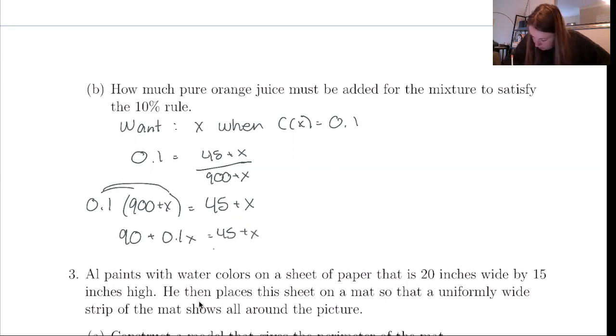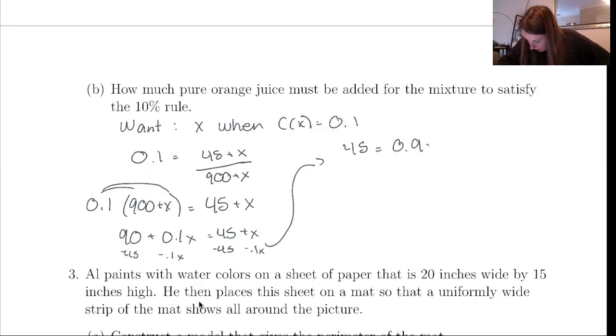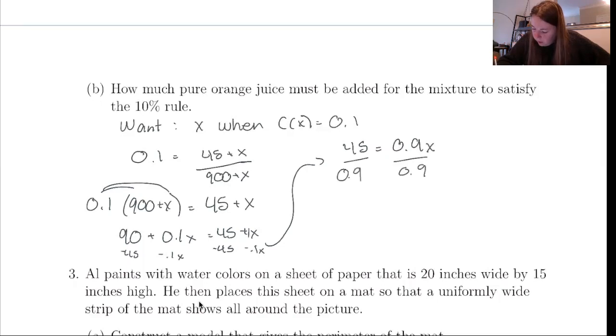All right, so then we'll do minus 45, and then minus 0.1x. So that's going to give me 45 equals 0.9x, because you can think about that as like 1x. So divide by 0.9, divide by 0.9. Okay, so x equals 50 gallons.